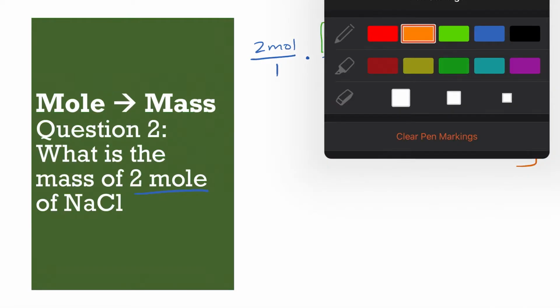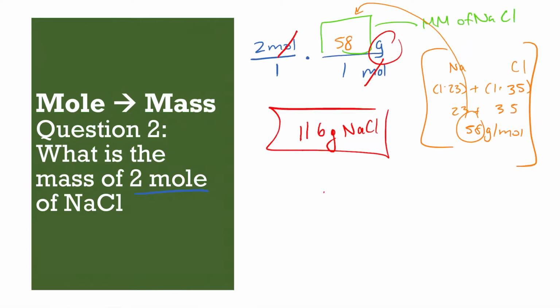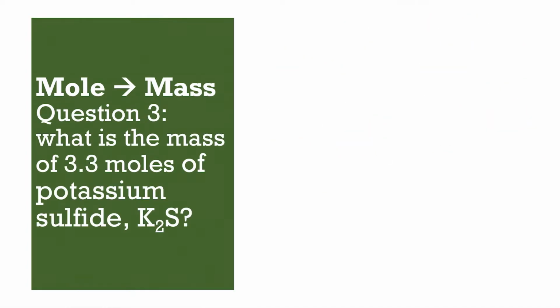So now that 58 is what goes there. And now we're all set. So now we just do, hey, look, our moles cancel out. We're left with grams. So we get 2 times 58, which is 116 grams of NaCl. Okay. And then the last question, going from mole to mass, is what is the mass of 3.3 moles of potassium sulfide? So again, we have 3.3 moles. Put it over 1. We want moles to cancel, and we're looking for grams.